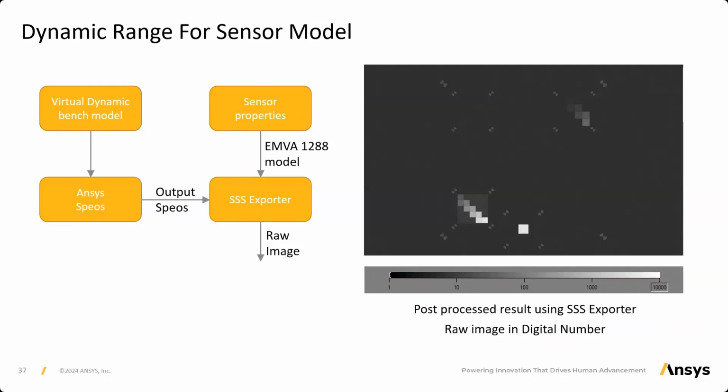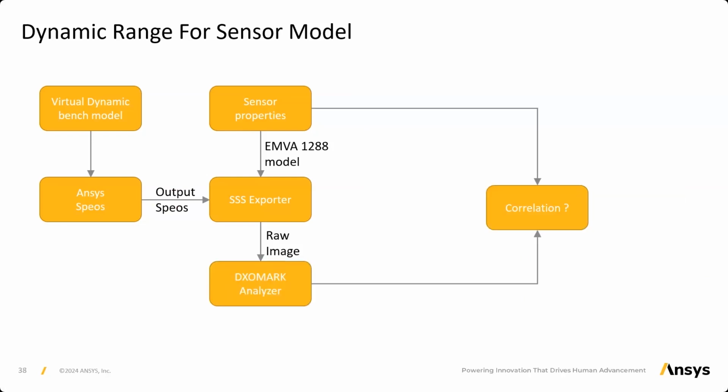The raw image is in relation with the sensor properties following the EMVA 1288 model. So from that, we have the raw image. We can send this raw image to the DXOMARK analyzer. And now we'll see if we have a good correlation between the properties we set in the sensor and the result from the DXOMARK analyzer.